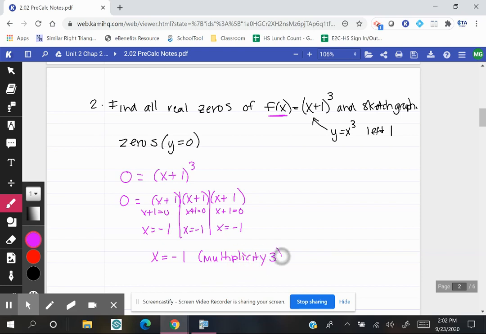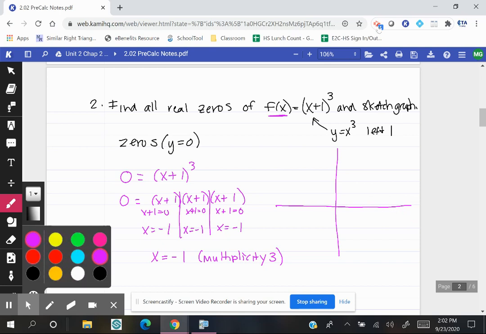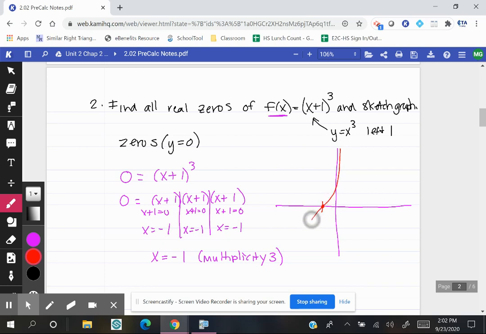So what that means is we have -1 as our zero, and it occurs 3 times. It's repeated 3 times. On our graph, we know that we are shifting our parent function, which normally goes through 0, 0. So we're going to move it to the left, to -1. And we know the shape of our cubic function, y equals x to the third.